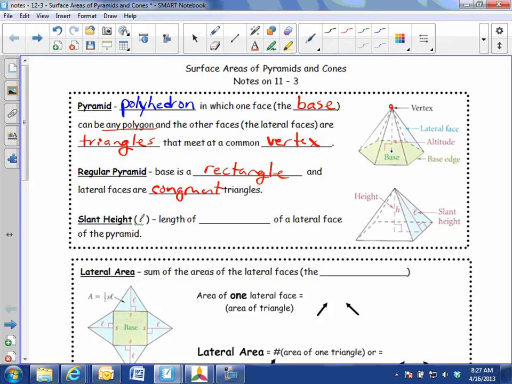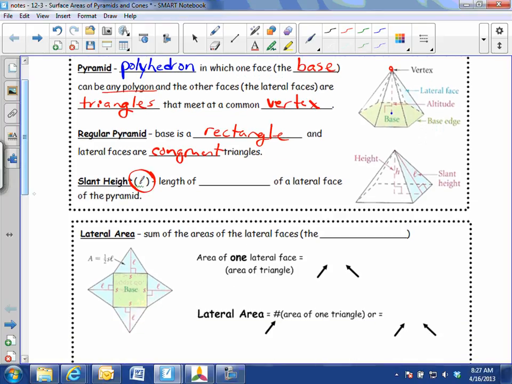Okay, slant height. Let's talk about it. Slant height usually is represented by a cursive L. Slant height. Okay, it's the length of the height. It is slanted. That's the name, slant height.